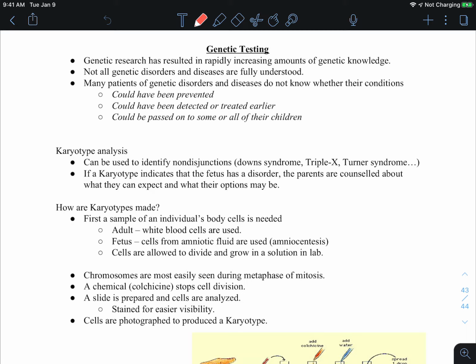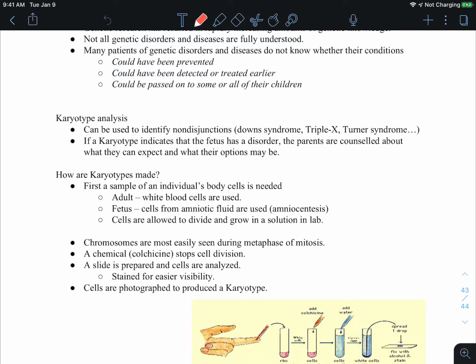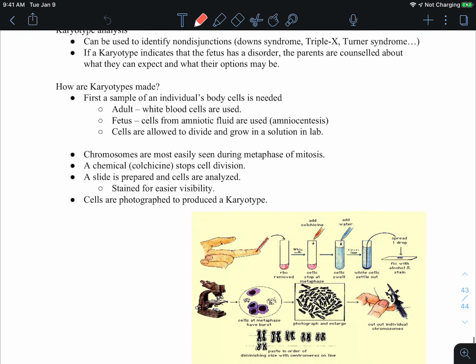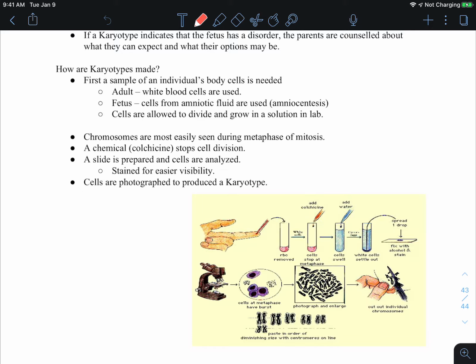So the first place that we do genetic testing is through karyotype analysis. This is an older technique that's been done for many, many years. It's typically used to identify non-disjunctions like in Down syndrome, triple X, Turner syndrome, and others. And you can see some introduction into how the karyotype is made. We actually went through this in the previous video, but now we have a picture to go with it. So let's talk about that.